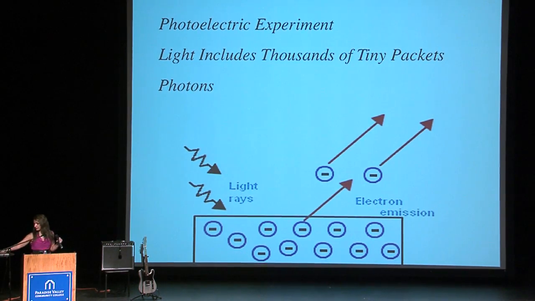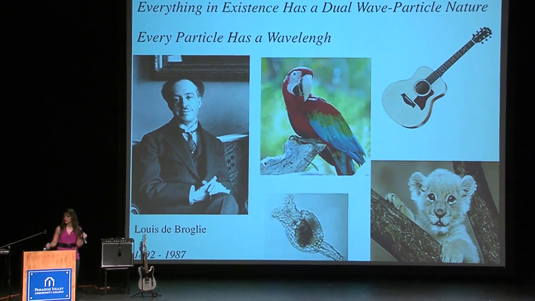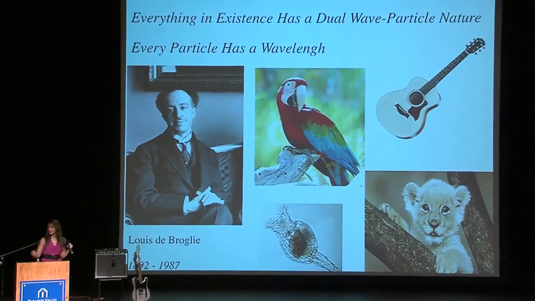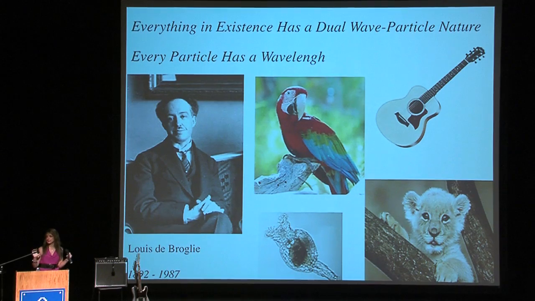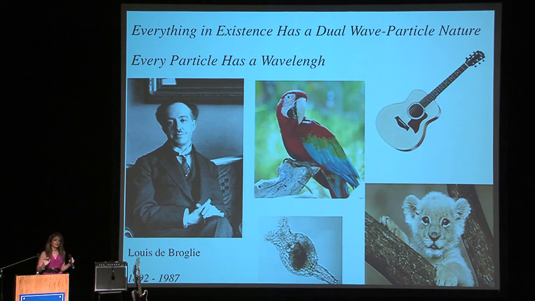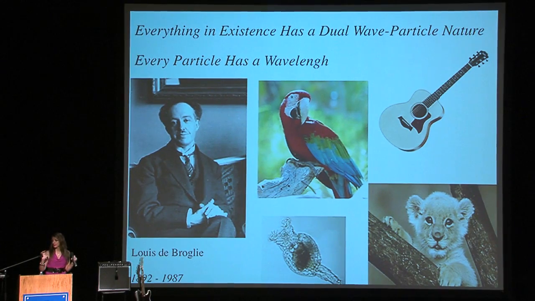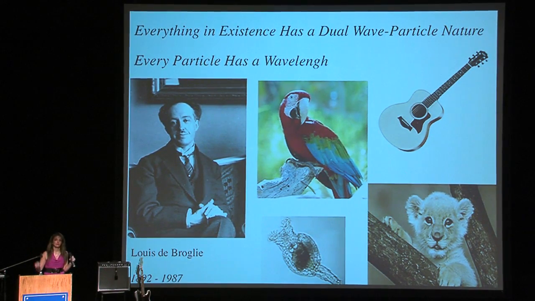And that leads us to a very interesting theory which was brought up by Louis de Broglie, and he said that everything that exists has a dual wave-particle nature. So it is not only light that can act as a wave and as a particle, everything has a wave. And he brought up a formula that you can use to calculate everything's wavelength.